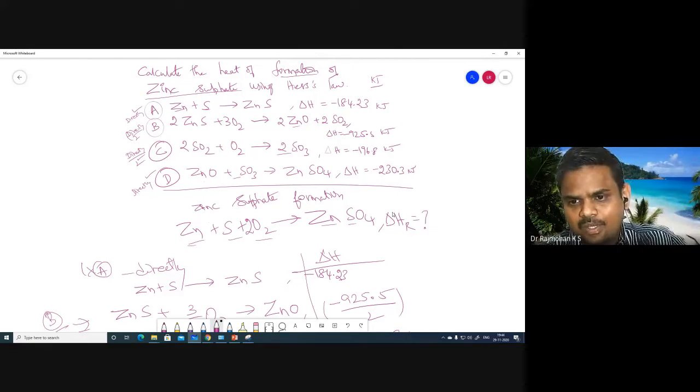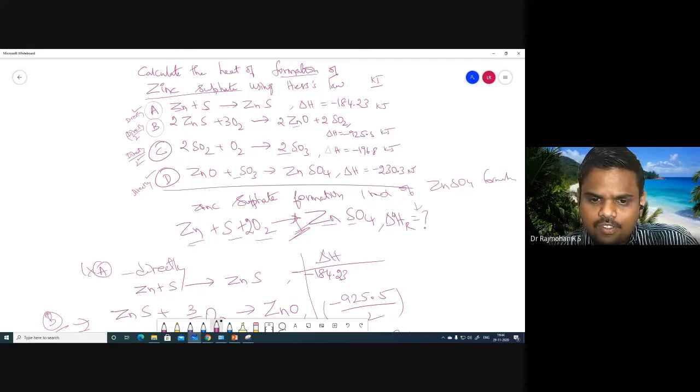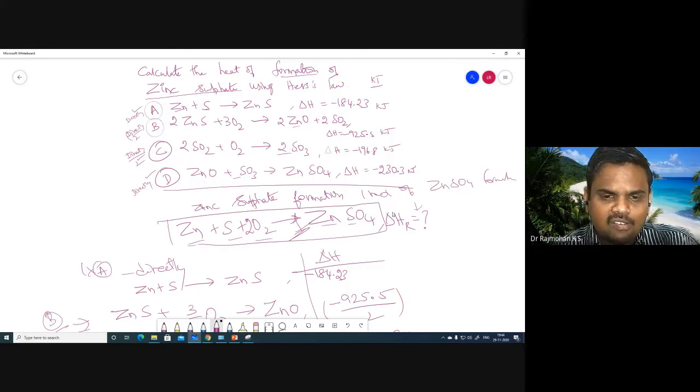So this is important: for 1 mole of zinc sulfate formation, we have to find the delta HR. That's it. So the final equation should be this. Which one you multiply, which one you reverse, it is up to you. Either I divide B and C, or I multiply A and D by 2 and leave B and C as they are, and we get the same result. So there are different ways of solving it.